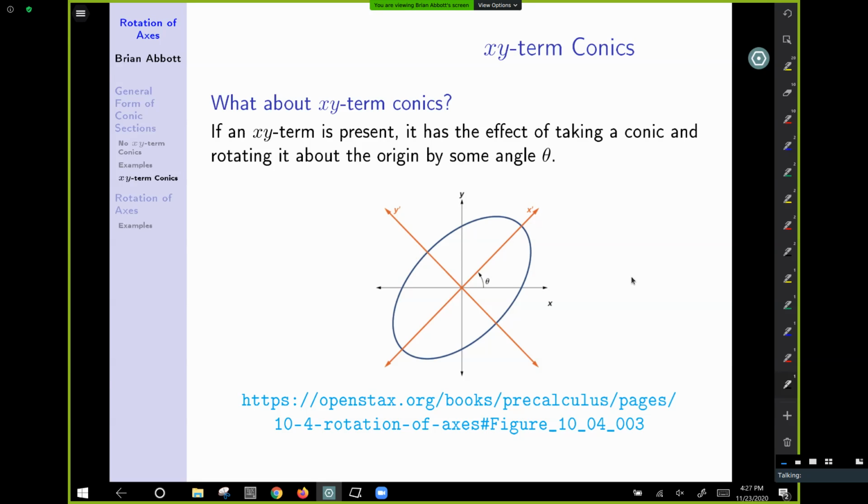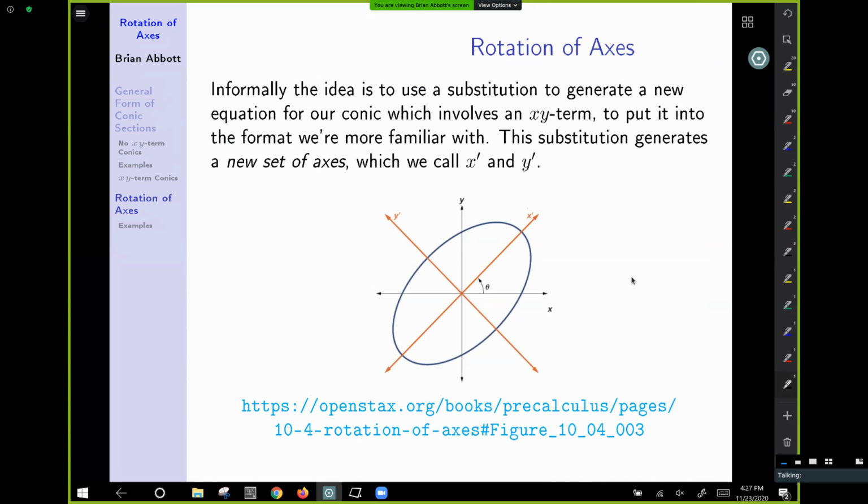No, we're not. All right, so now let's talk about rotation of axis. Informally, the idea is to use substitution to generate a new equation for our conic, which involves an xy term. To put that xy term equation into a format that we're more familiar with, we're going to use a substitution which will generate a new set of axes, which we're going to call x prime and y prime.